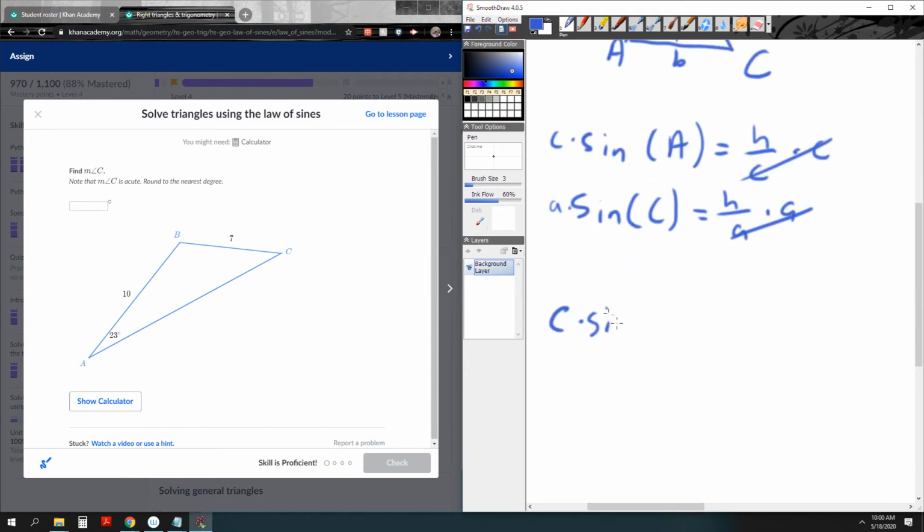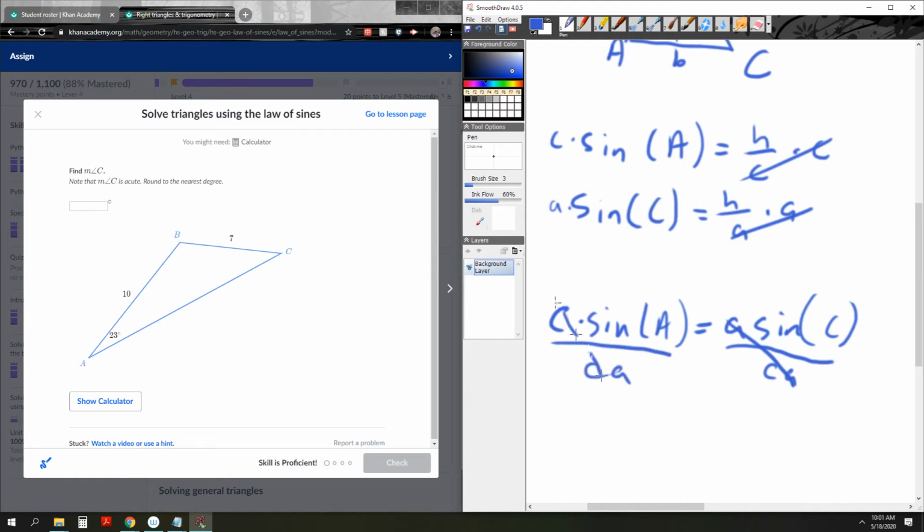That means that C sine of A equals A sine of C, where this is big C and this is big A and this is little a and little c. Okay? Now, if I divide both sides by CA, here the A's cancel. Divide this by CA, here the C's cancel. And we get the sine of A over little a equals the sine of C over little c. Now, first off, we were able to solve this problem without knowing the law of sines.